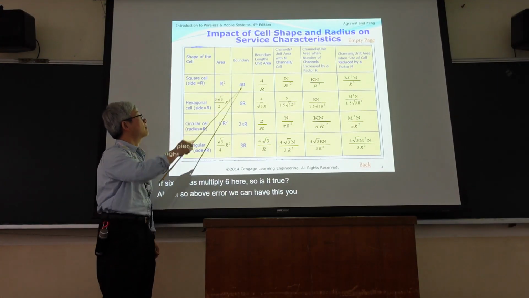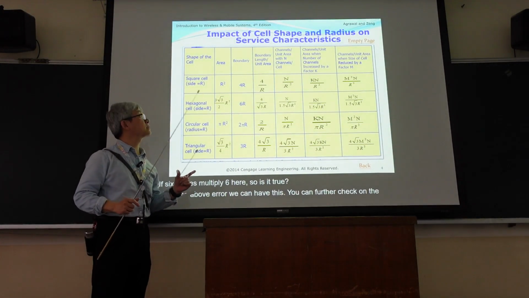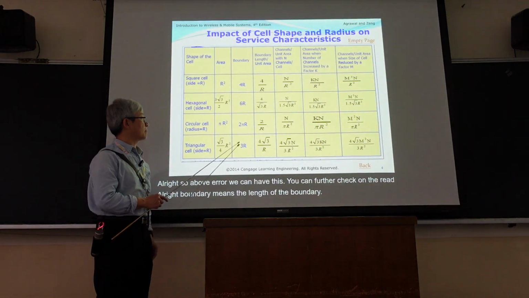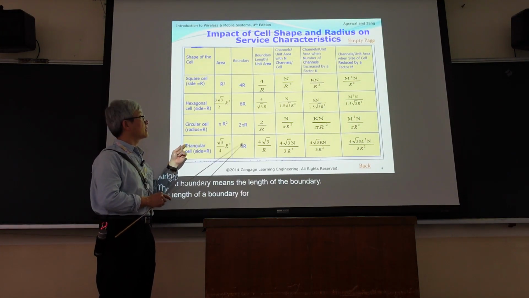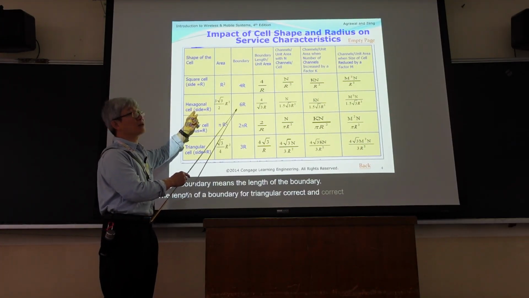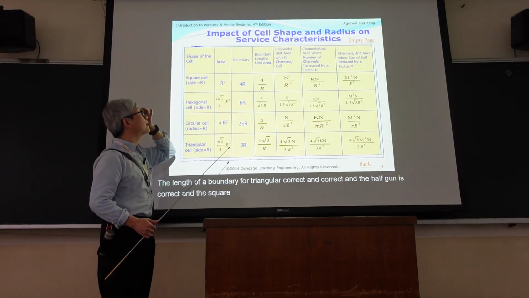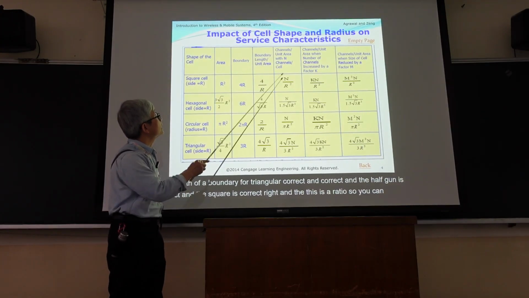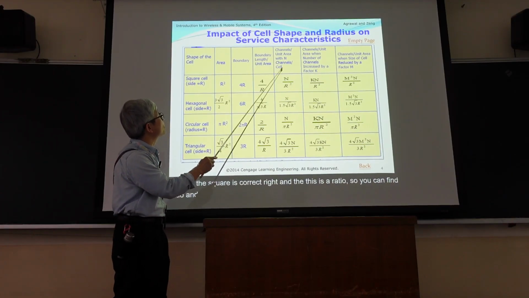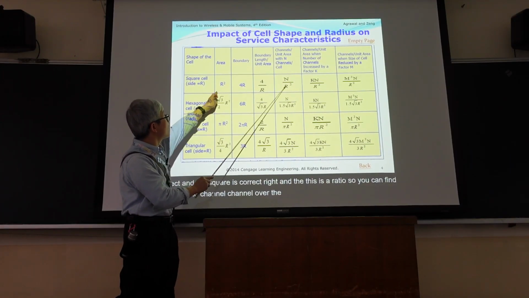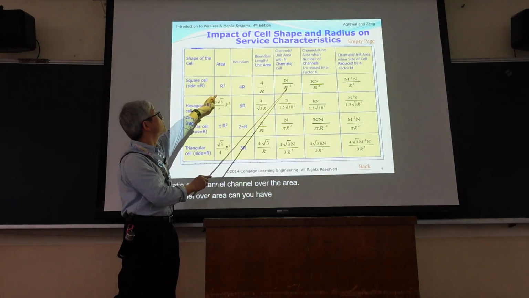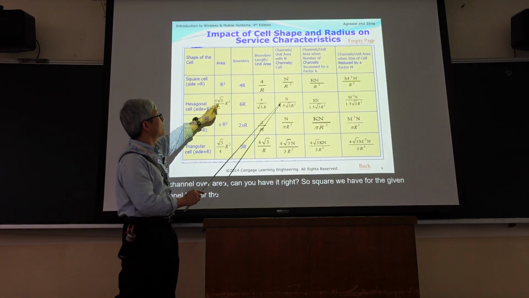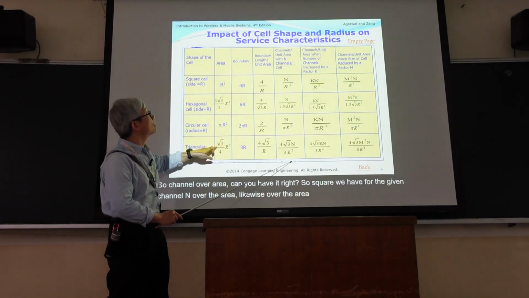You can further check the boundary. Boundary means the length of the boundary. So the length of the boundary for triangular is correct, and the hexagon is correct, and the square is correct, right? And this is a ratio, so you can find the ratio, the channel over the area. So channel over area, can you have it? Right, for square, we have the given channel over the area. Likewise for the others, so this one is easy, right?